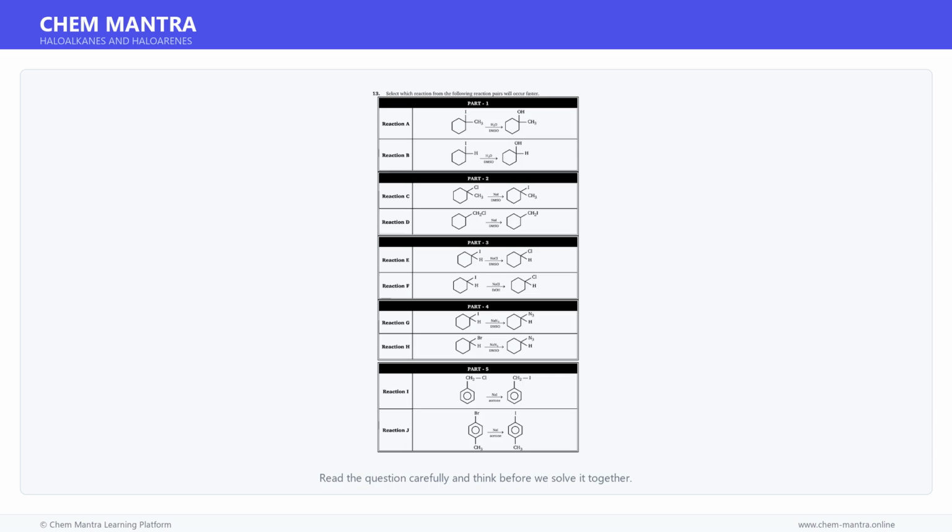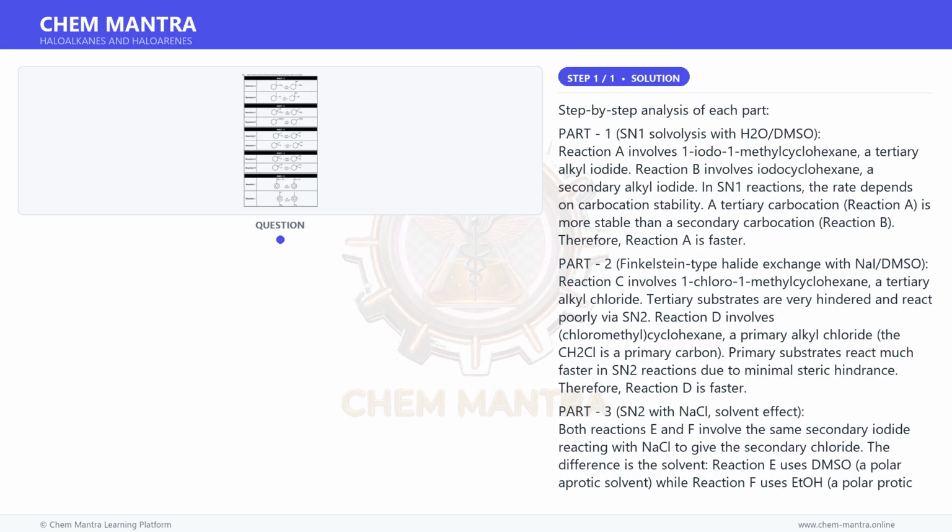Here is a matching type question. Study the items in both columns carefully. Try to work out the matching before we solve it together. Let us begin solving this step by step. Step-by-step analysis of each part.